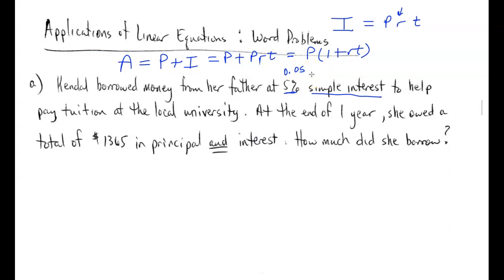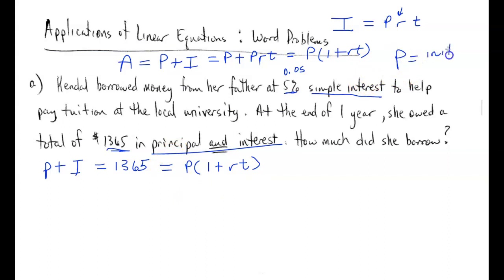And so this is what we're going to use to be able to model and figure out how much did Kendall borrow initially. So what we know here is that principal plus interest is $1,365, because that's what we're told here. We know that, of course, this is the accumulated amount, but this is also equal to P times 1 plus RT. And, of course, what we want to know here, P is the initial amount borrowed.